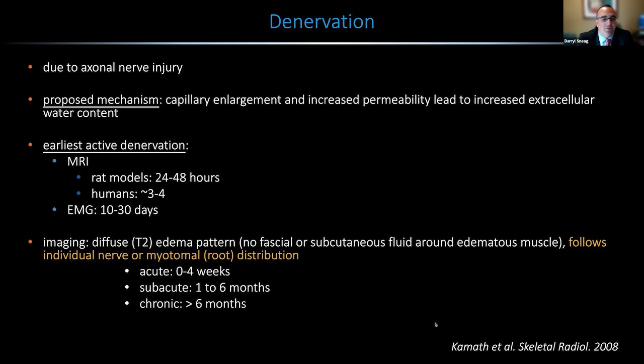So again, on imaging, we look for the diffuse high T2 signal, or I call it an edema pattern, with no fascial or subcutaneous fluid around the edematous muscle. And the muscle involvement will follow an individual nerve or myotomal, which refers to a root distribution. In terms of nerve injury, we use this classification. So acute refers to any time between time point 0 and 4 weeks, subacute stage 1 to 6 months, and the chronic stage more than 6 months.